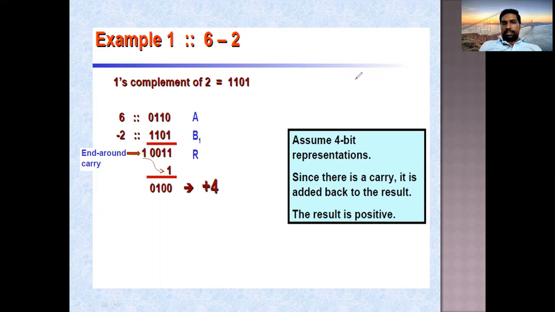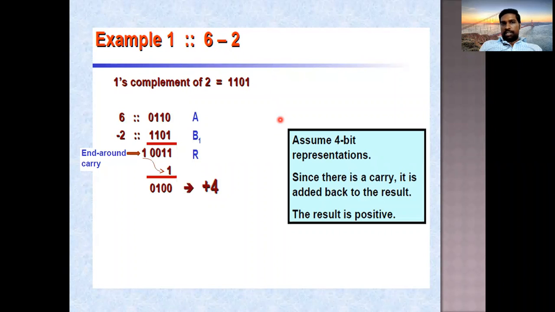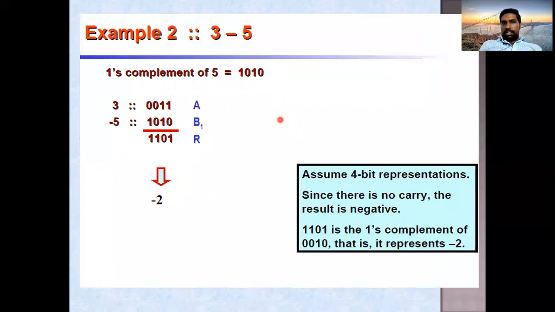Next. Reverse the question: 2 minus 6. Or you can take 3 minus 5. Whatever it may be. Previously we have seen subtraction of larger number minus smaller number. Now we are seeing smaller number minus larger number. Same one's complement. Here the value of b is 5. So find the one's complement of 5. You will get 1 0 1 0.